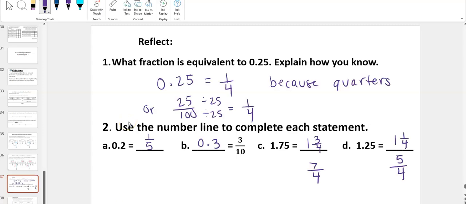All right, checking in on your reflection here. Hopefully you either know that 25/100 is the same as 1/4 because of quarters. A quarter is 1/4 of a dollar. Or because 25/100 is divisible by 25 and does turn into 1/4. On our number line, 2/10 is the same as 1/5. 3/10 is the same as 0.3. 1 3/4 or 7/4 is the same as 1 75/100. And 1 1/4 or 5/4 is the same as 1 25/100.